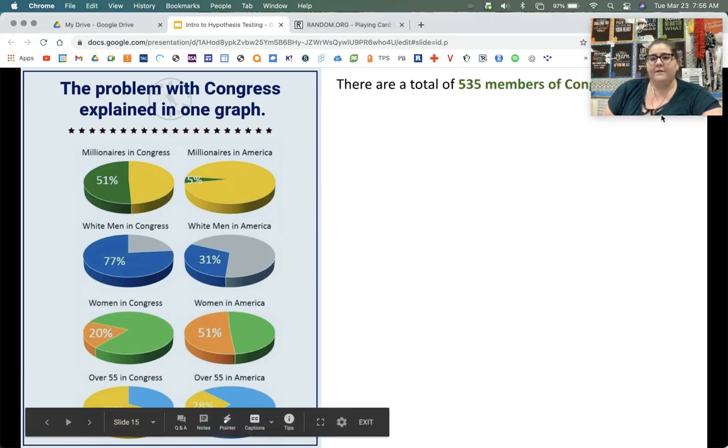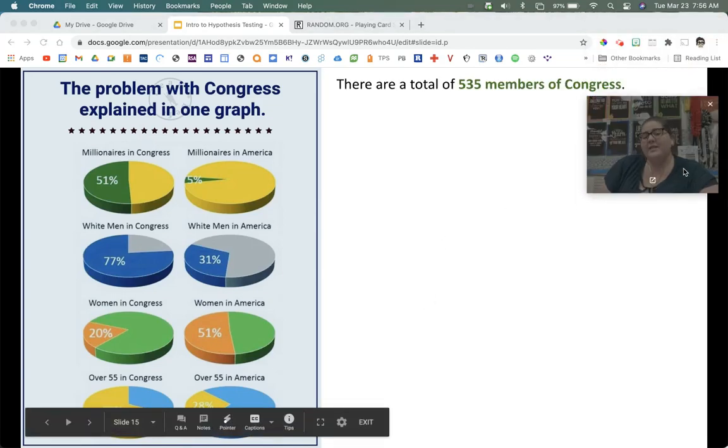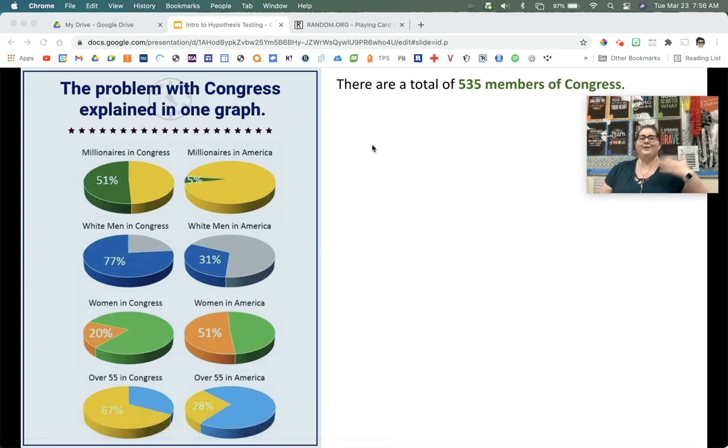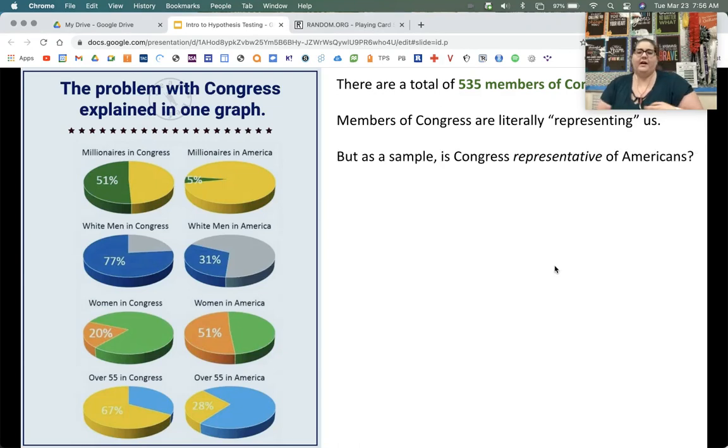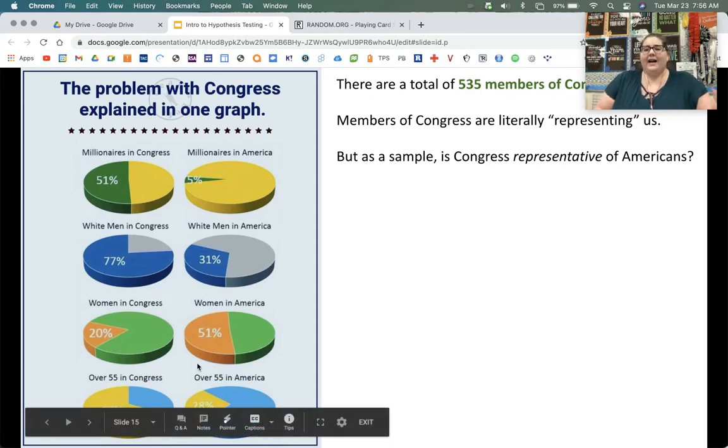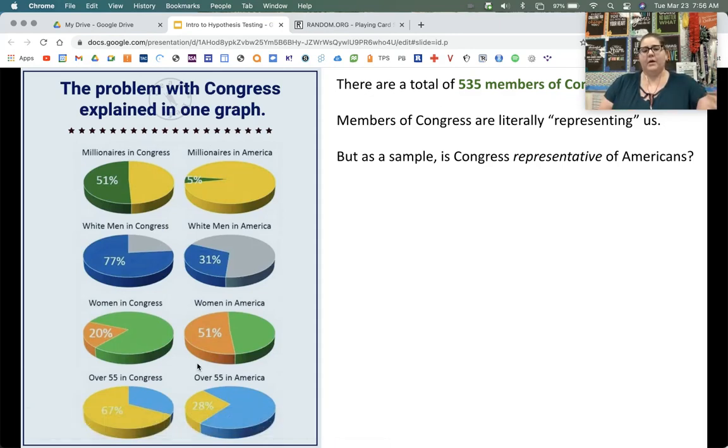Congress has 535 members in it. Now, obviously, it's not a random sample, right? We actually vote for people in Congress. We put them in that position. They run for it. There are a lot of qualifications that come with it. So it's not a random sample, and we realize that. But as Congress, they are literally representing us as Americans. And maybe we're questioning whether or not they truly are a representative sample in terms of makeup: millionaires, race, gender, age. Do they actually represent Americans?